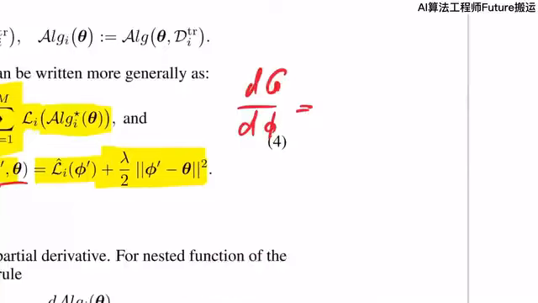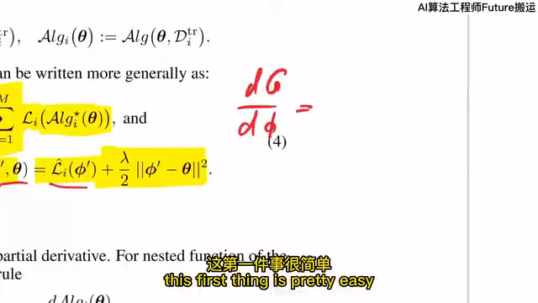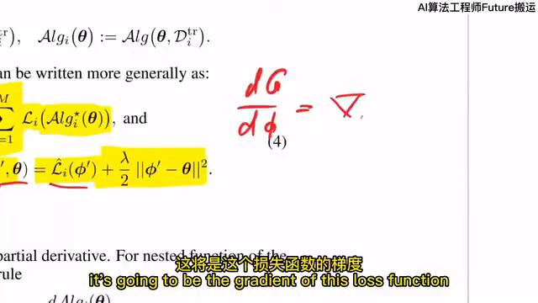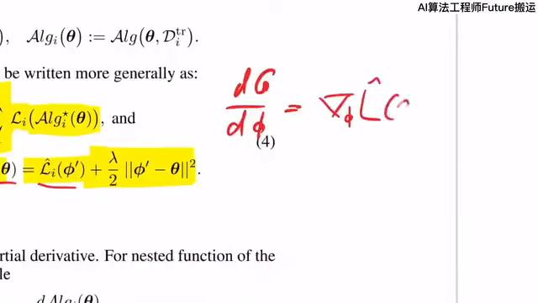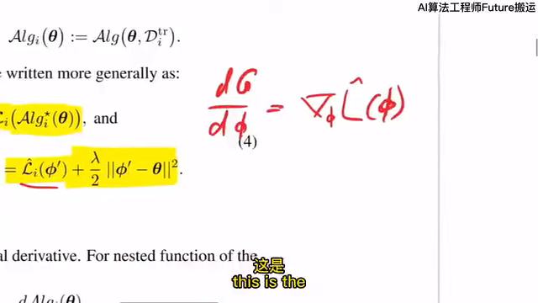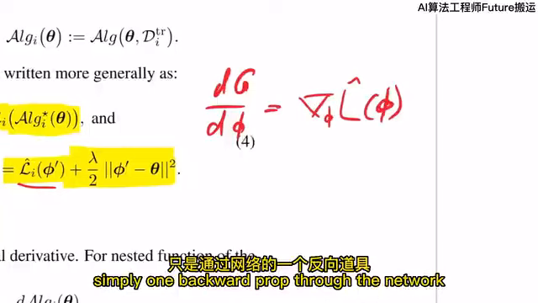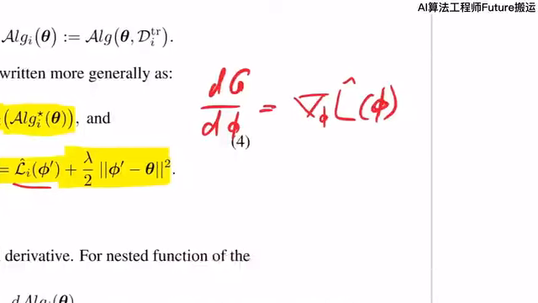So this is a sum. This first thing is pretty easy. It's going to be the gradient of this loss function. The loss function is a scalar, right? So this is simply one backward prop through the network.